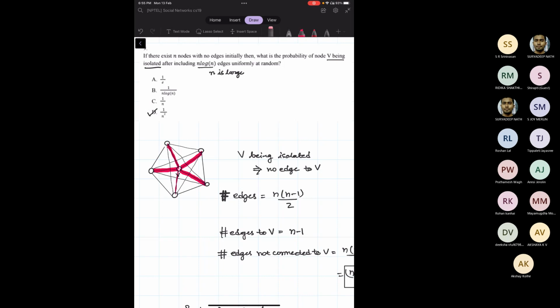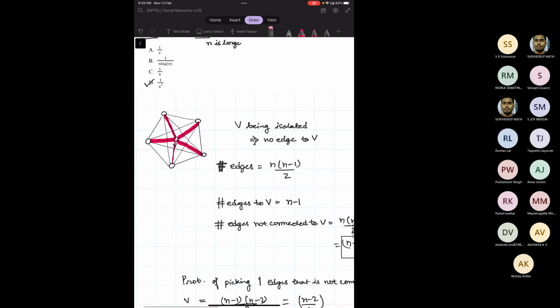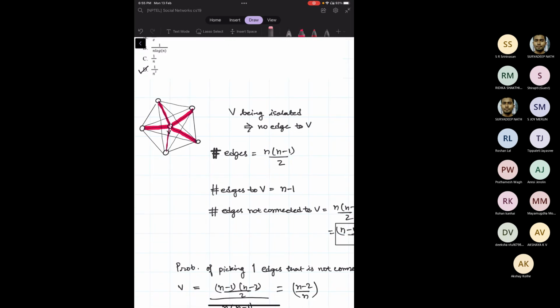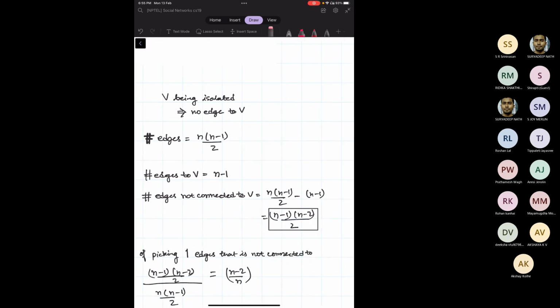So the total possible number of edges would be n into n minus 1 by 2, that is n choose 2. But you'll have to generate an edge in this network in a way such that it does not connect to V. So the number of edges that are connected to V is n minus 1. So we'll have to pick an edge excluding these n minus 1. So we have n into n minus 1 over 2 minus n minus 1. So that is equal to n minus 1 into n minus 2 over 2.